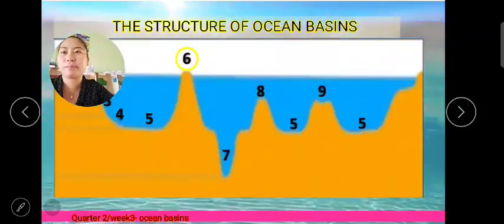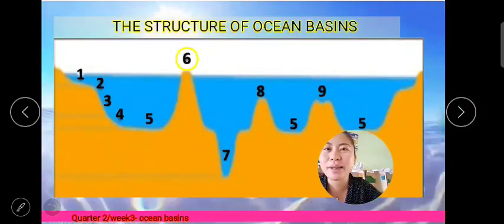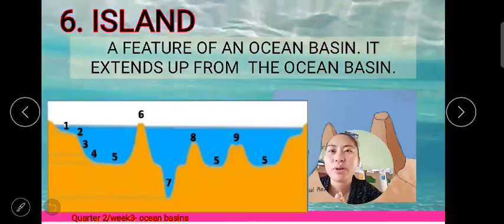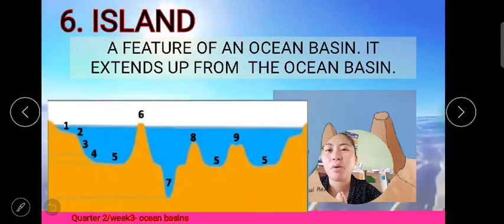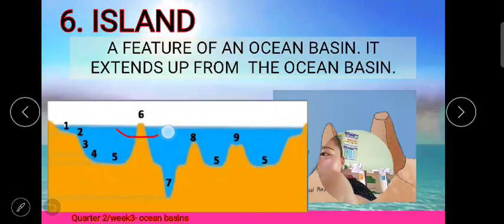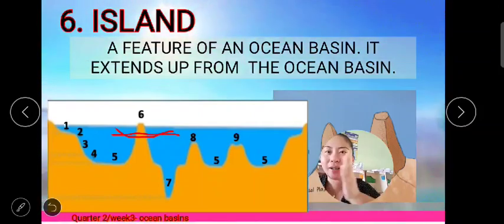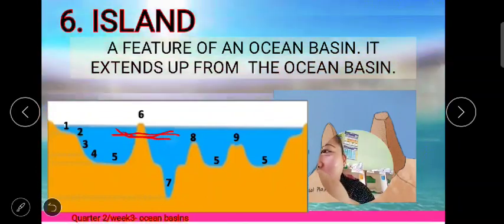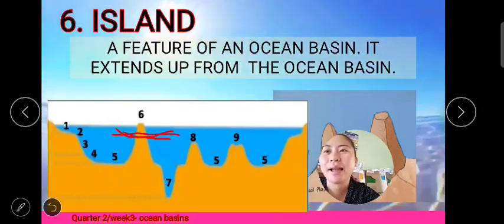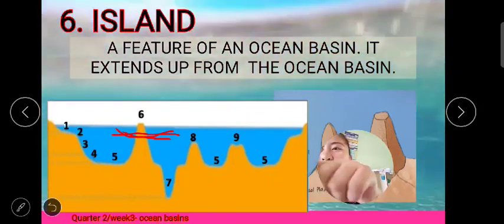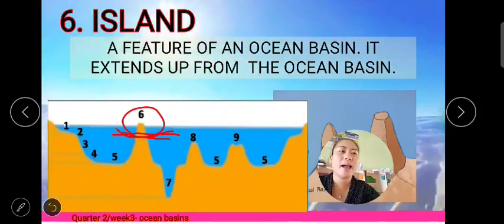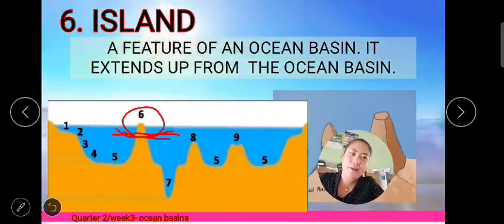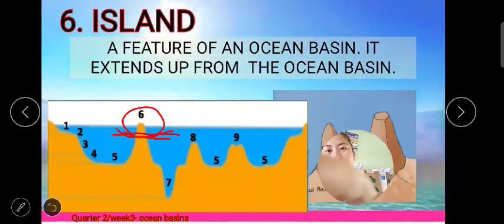Next is we have this one, number 6. Ano naman kaya yung number 6? Number 6 is an island. Island, a feature of an ocean basin, it extends up from the ocean basin. So, as you can see, the body of it is submerged in water, pero, meron siyang portion na nandoon sa taas. Kaya tinawag siyang island. So, there is a extended portion from the ocean basin. So, we call this one as an island. So, it is not just a little piece of land floating out there in the middle of the ocean. So, yan si island.